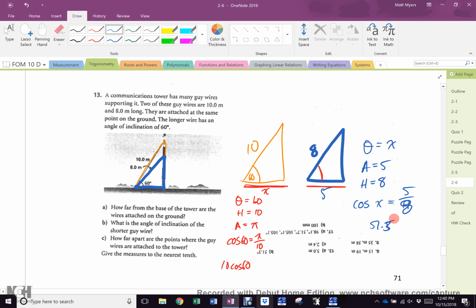How far apart are the 2 wires here? That is this distance. So if you know this, which you get with Pythagoras, and you know this, which you get with Pythagoras, how do you tell the difference between the 2? Subtraction.